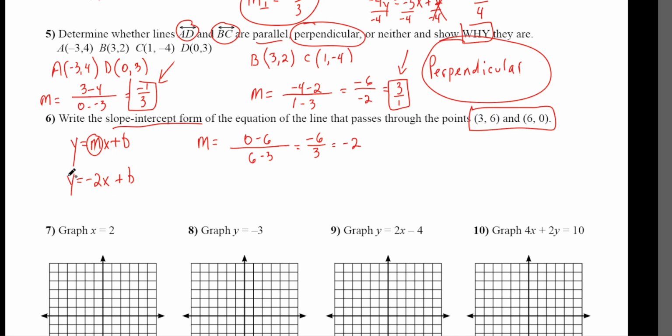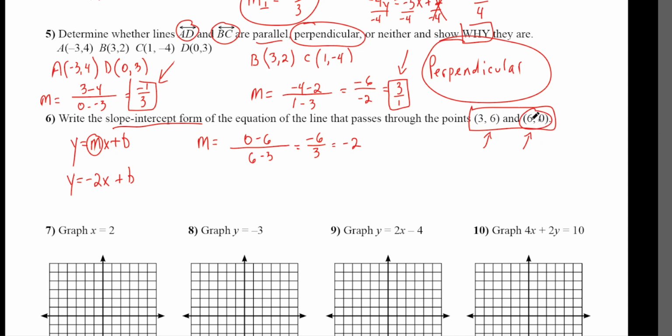Well, I got an x and a y here. Do I have any x's and y's? Do I know what my x is equal to? Do I know what my y is equal to? Yeah, I do. I could use either one of these points. It doesn't matter which one you use. Which one would you like to use? I'd probably use the 6, 0. Doesn't matter. You're going to get the same answer either way. So let's use the 6, 0.